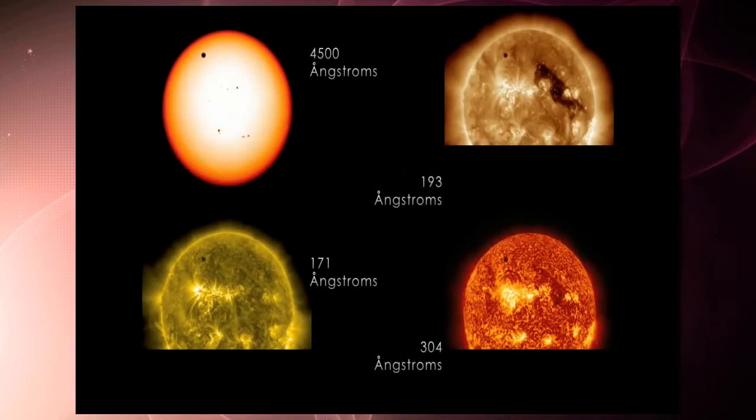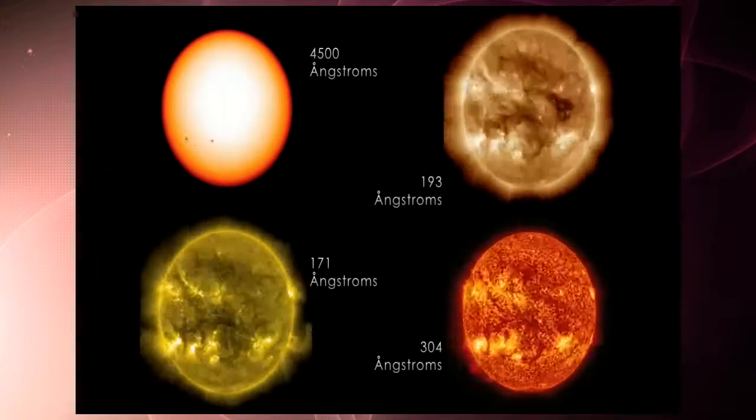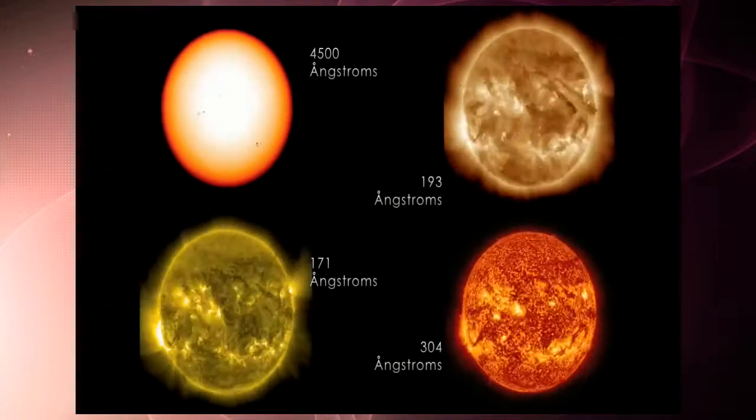Did you see that little tiny black dot that's close to the North Pole of the sun? That's Venus. Every 100 years or so, it moves in front of the sun, giving us this rare and amazing astronomical event.